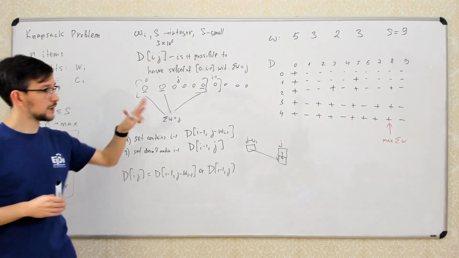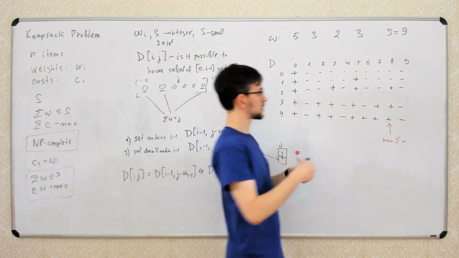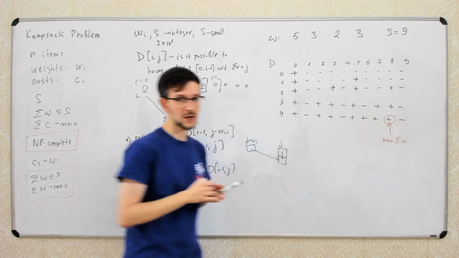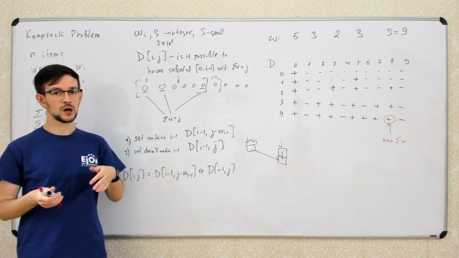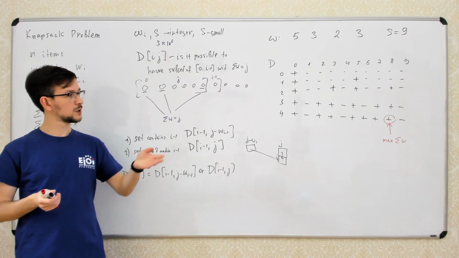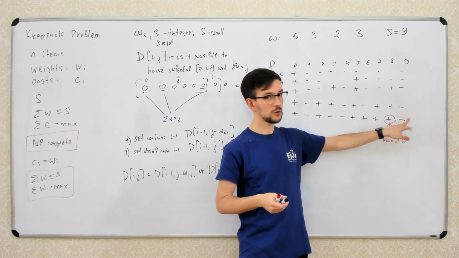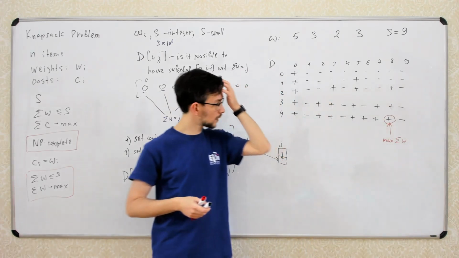Now, what does it mean again? What does this plus mean? This plus means that it is possible to have some subset of our elements with total sum equal to 8. It's the maximal weight less than or equal to s. Cool.